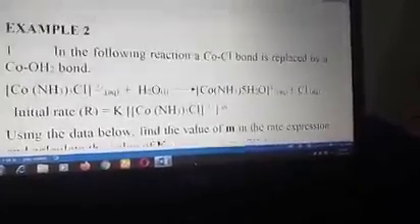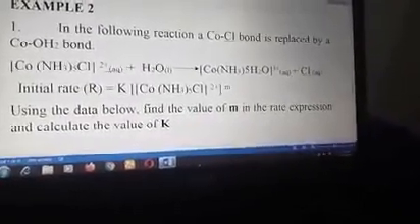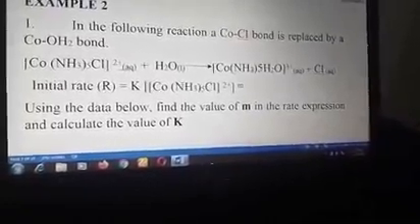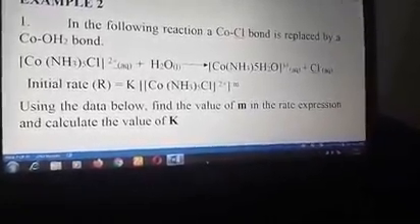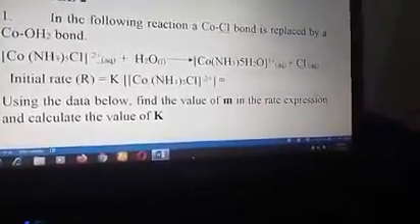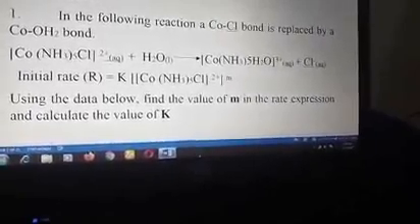If you look at this reaction, there are two reactants, water and the cobalt complex, which shows that it's a bimolecular reaction. But in the rate equation given to us, only the cobalt complex is represented. That is, water is not involved in the rate equation or in the hypothetical rate equation.